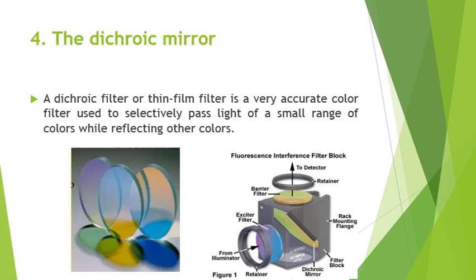So the fourth one is the dichroic mirror. This is also a part of the fluorescent microscope. So here we have a dichroic mirror. A dichroic mirror or filter, or a thin film filter, is a very accurate color filter, and it is used to selectively pass light of a small range of colors while reflecting the other colors.